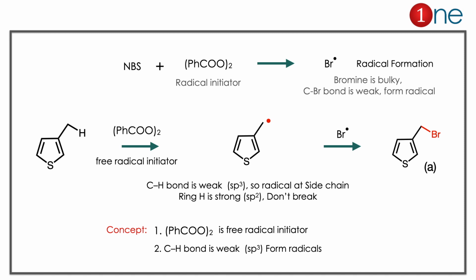Next, you are reacting it in the ring. The same reagent can also react in the ring. The side chain C-H bond is weaker when compared to the ring hydrogen, because the ring hydrogen is attached to an sp2 carbon. The side chain hydrogen is attached to an sp3 carbon, so it forms a radical easily. So you have the radical and you have the bromine radical already. You have the side chain substituted bromine there. So the answer is clearly A. Here the concept you have to learn is that normally the peracid group is the radical initiator, and C-H bonds and bromine bonds are weak. It always forms radicals.